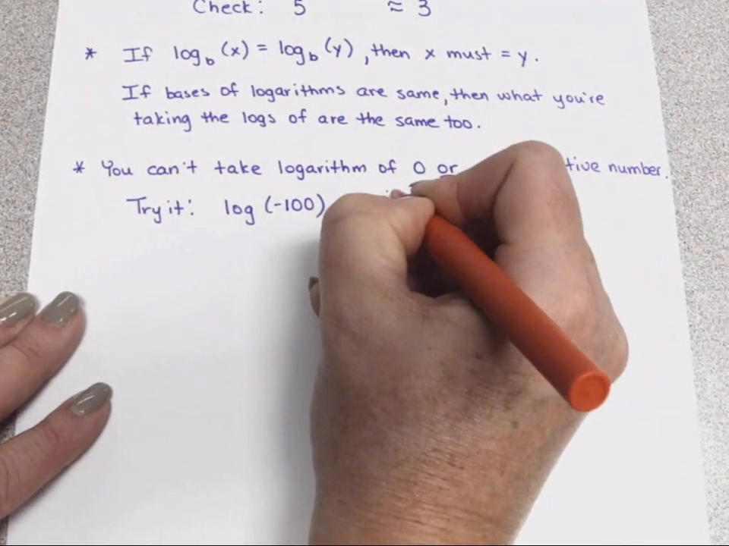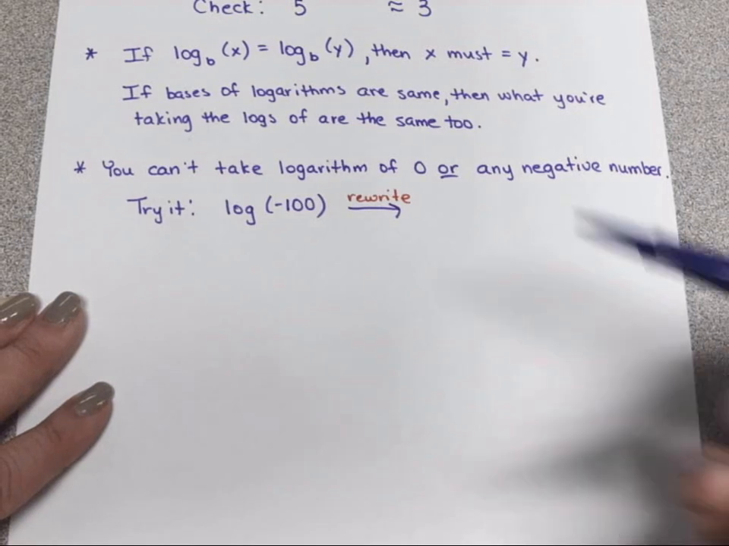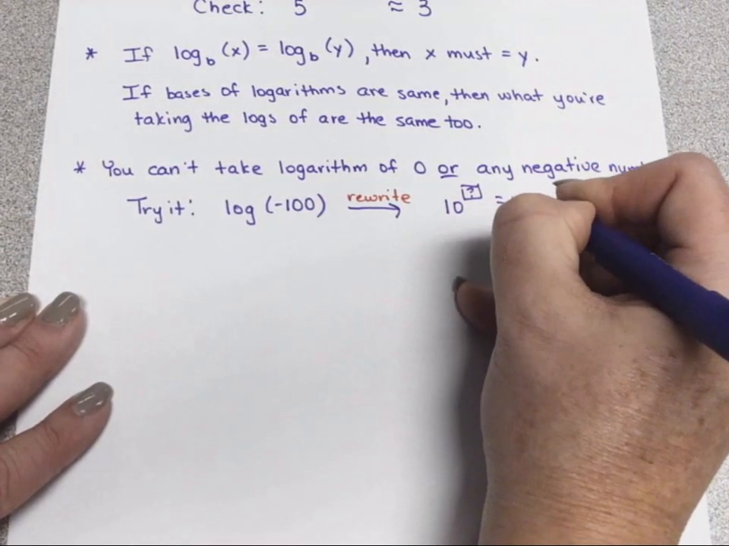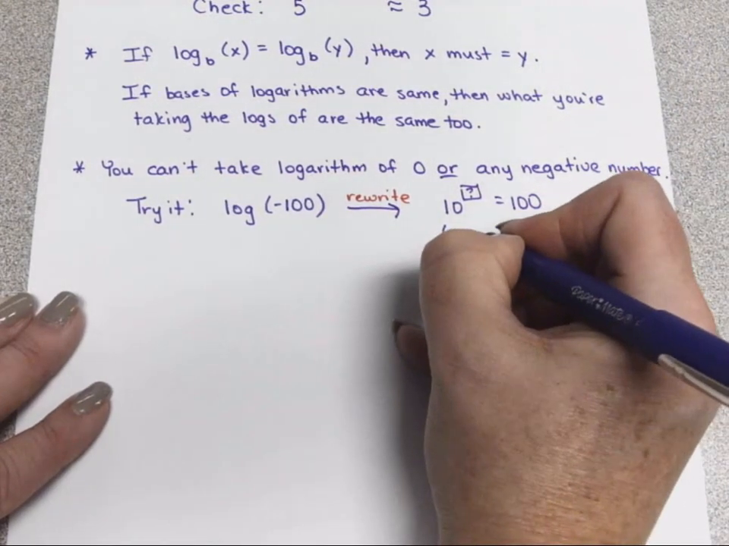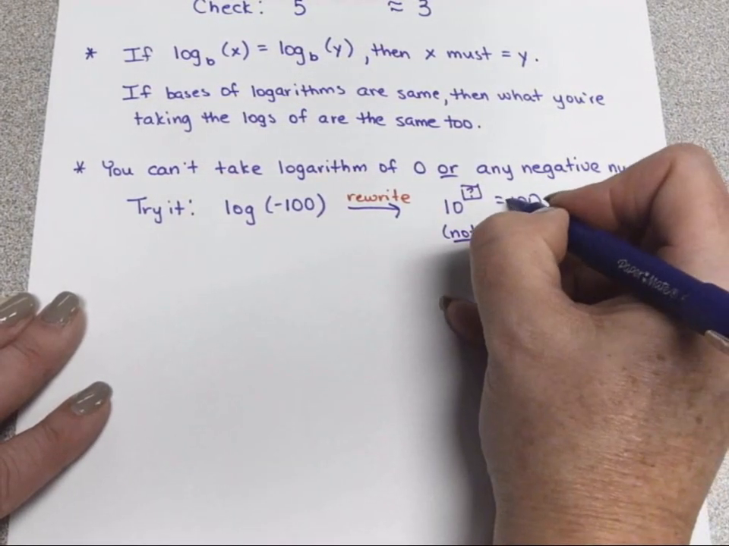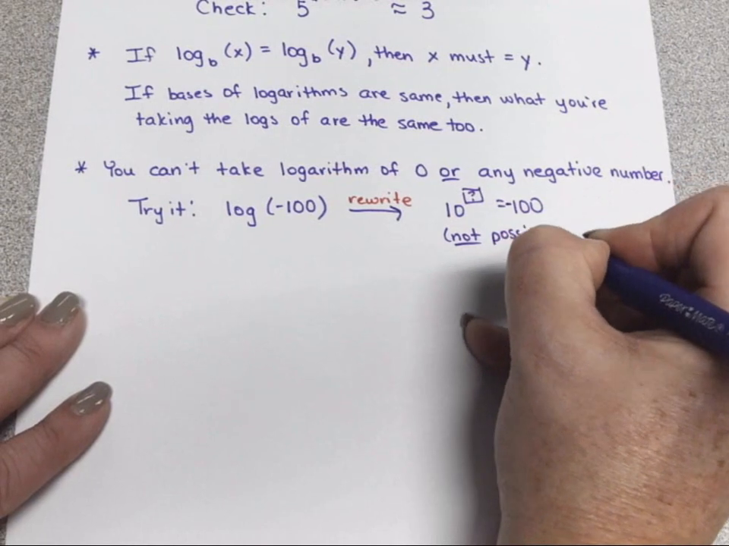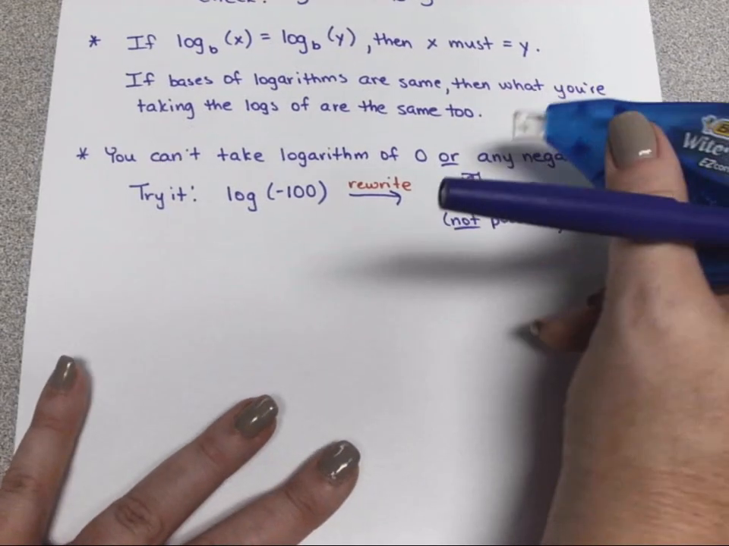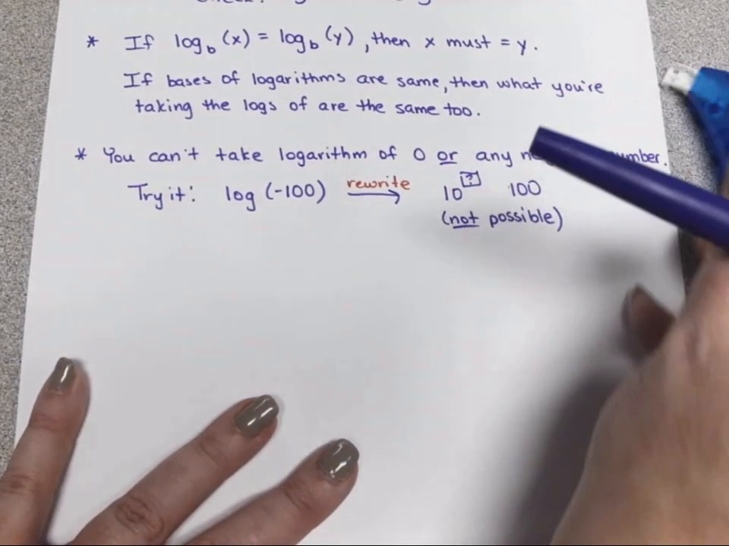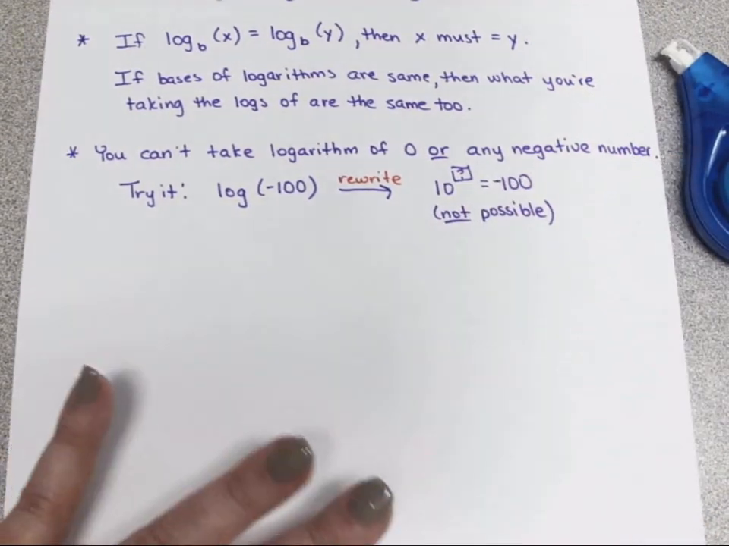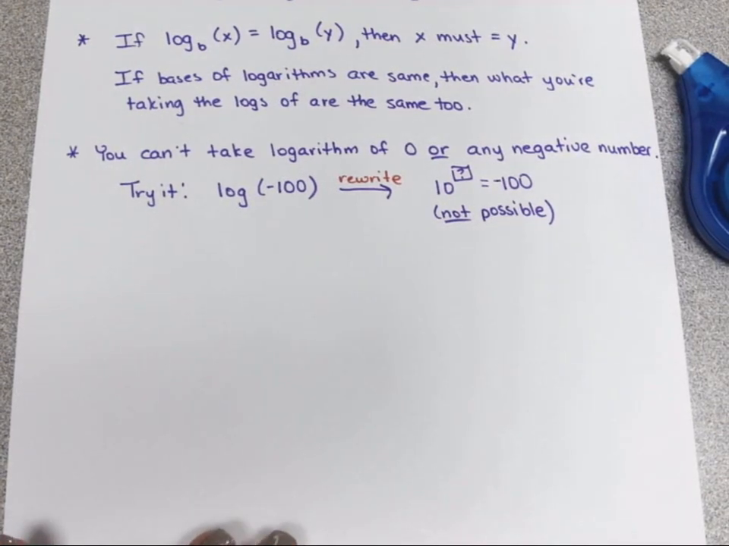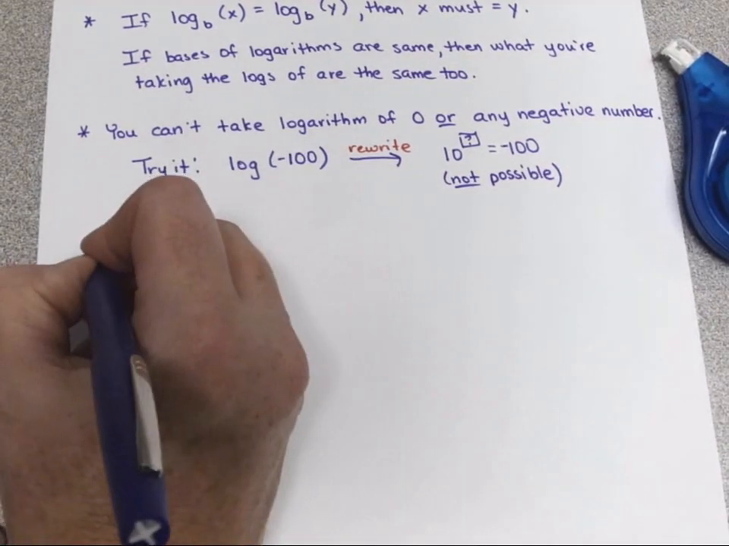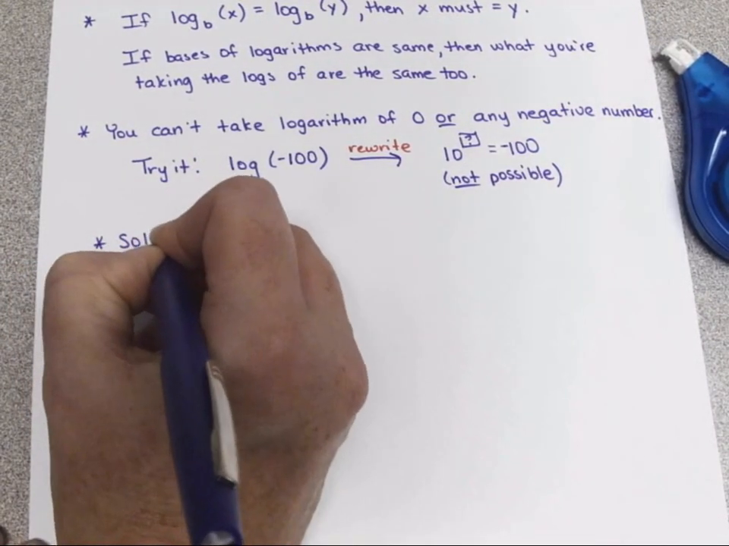and we think about what it's really asking, this is saying, what do I need to raise 10 to the power of to give me negative 100? And notice this is not possible no matter how hard I try. I'm never going to get negative 100 even when I raise 10 to any power I want, because even if I raise 10 to a negative power, I get fractions. I don't get a negative number. So just keep that in mind as we go for solving logarithmic equations.